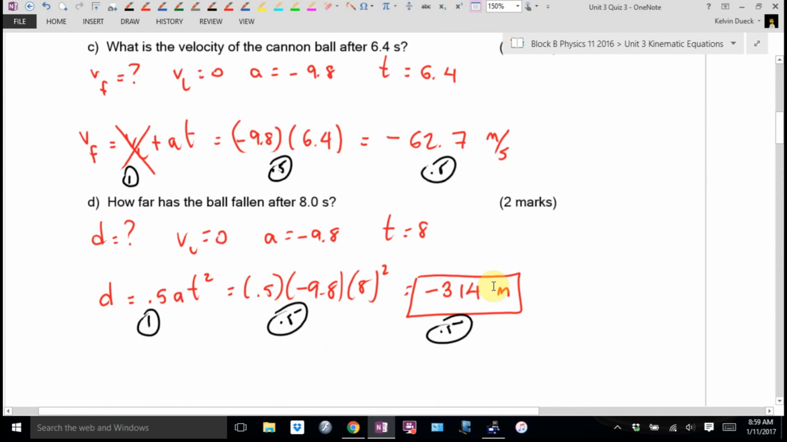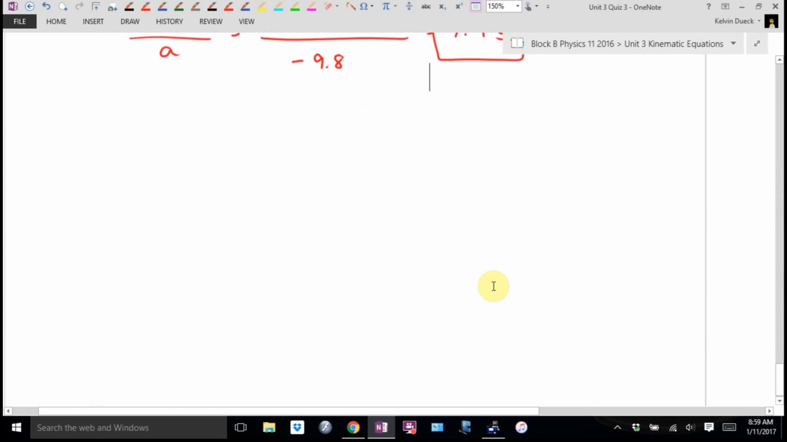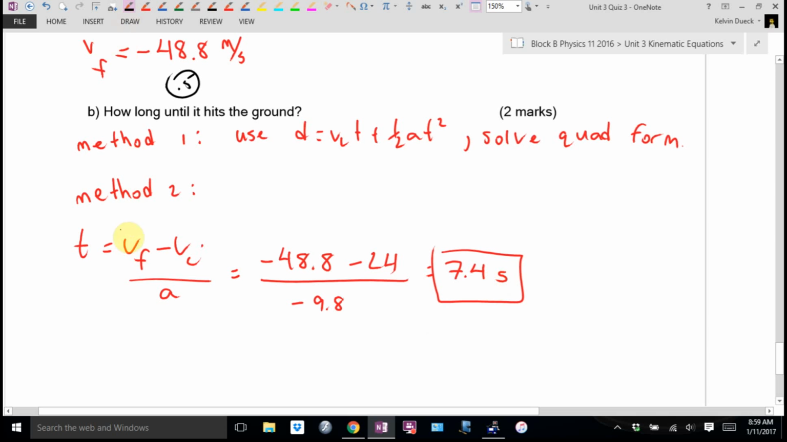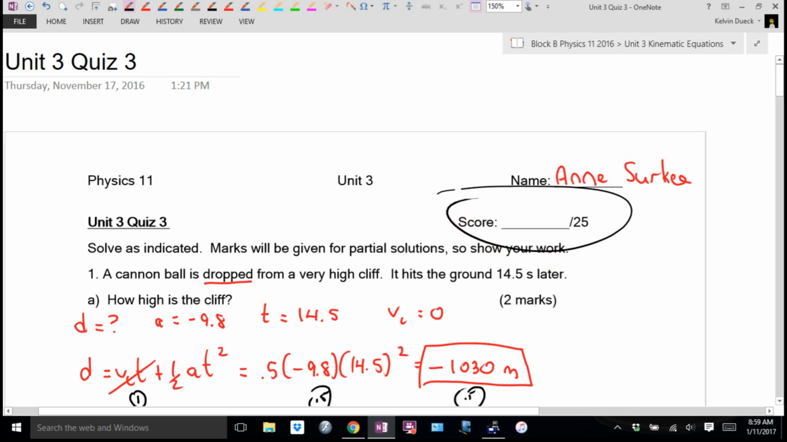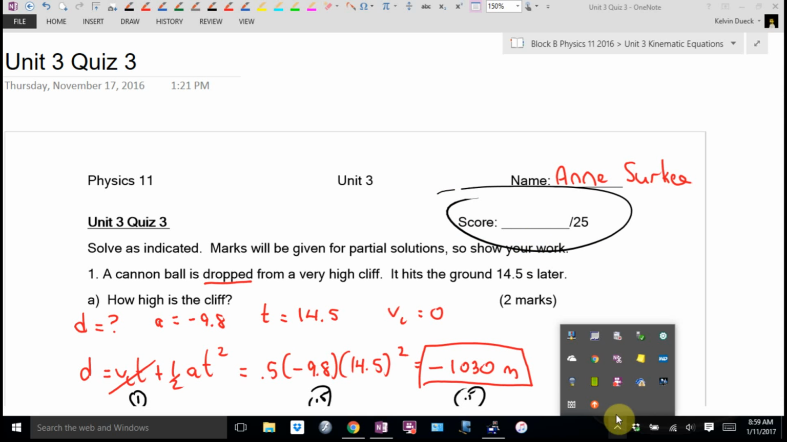Those of you that did the quiz, give yourselves a lovely, same as before, by the way. I forgot to give you my marks breakdown, didn't I? 1 mark, half mark, half mark. Give yourself a lovely score out of 25, please.